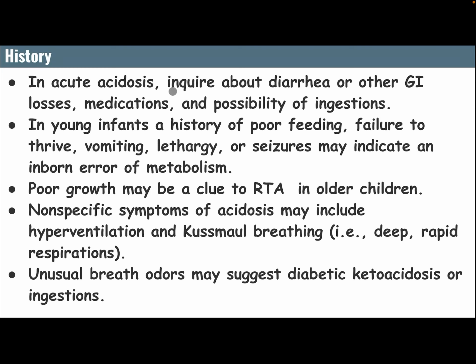History. In acute acidosis, inquire about diarrhea or other GI losses, medication, and possibility of ingestion. In a young infant, a history of poor feeding, failure to thrive, vomiting, lethargy, or seizure may indicate an inborn error of metabolism. Poor growth may be a clue to renal tubular acidosis in older children. Non-specific symptoms of acidosis may include hyperventilation and Kussmaul breathing, deep rapid respiration. Unusual breath odor may suggest diabetic ketoacidosis or ingestion.